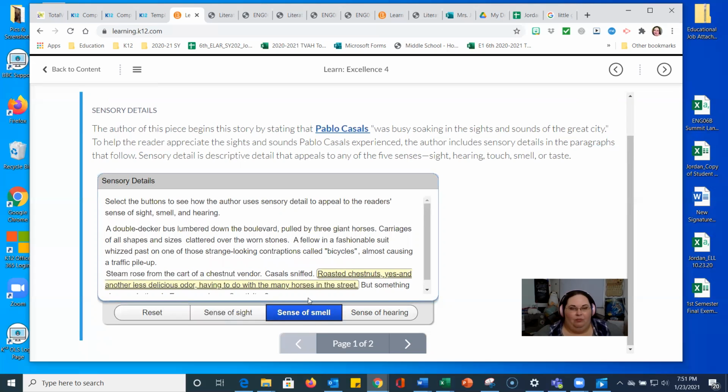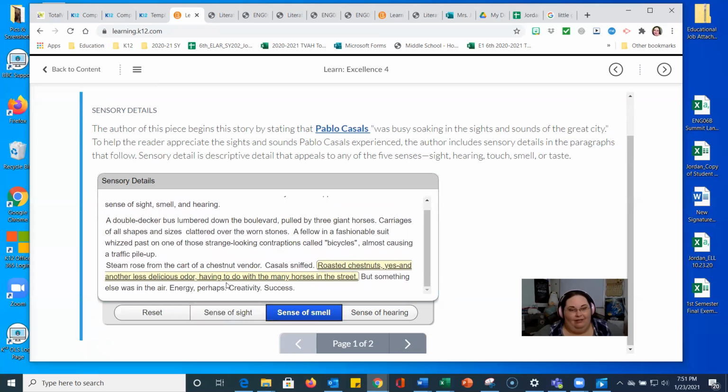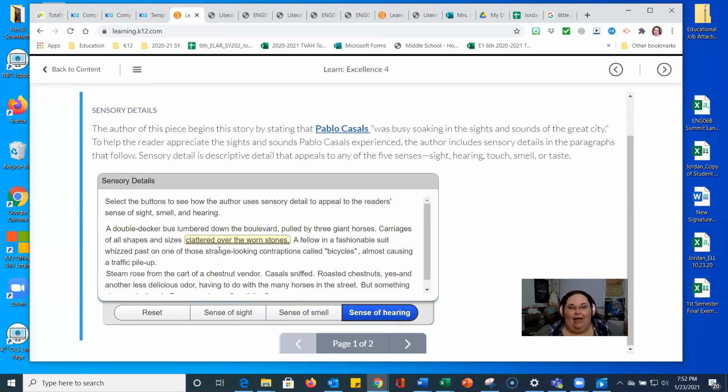Let's see if we can get sense of smell. Well, roasted chestnuts and a less delicious odor that the horses leave behind. Let's see what we have on sense of hearing. Clattered over the worn stones. So can you hear that click, click, click of the horses' hooves on stone?